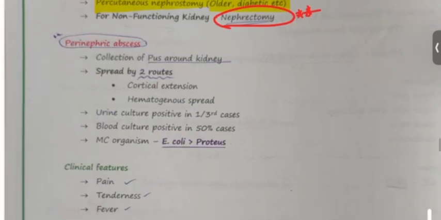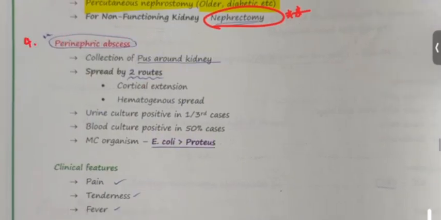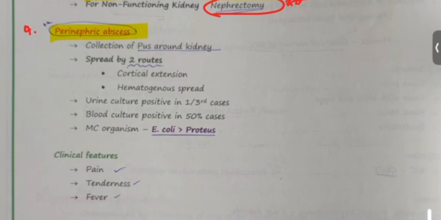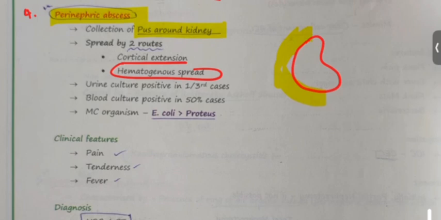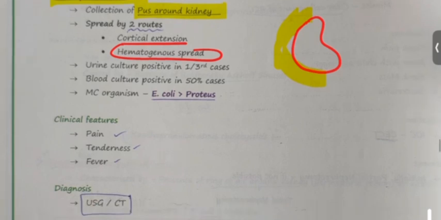Now coming to the next etiology or next disease, that is perinephric abscess. Just like I have explained before, perinephric abscess is a collection of pus around the kidney. This can spread by two routes: cortical extension and hematogenous spread. Urine culture is positive in 1/3 of the cases, blood culture is positive in 50% of the cases, and the most common organism is E. coli first and then Proteus.